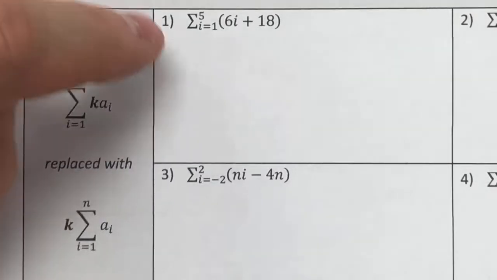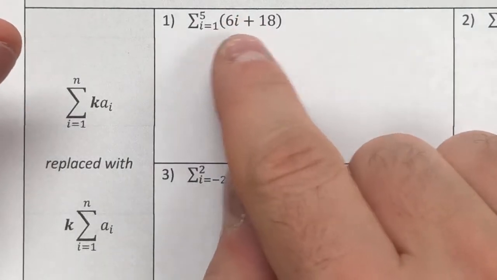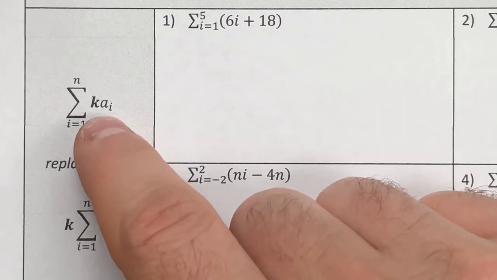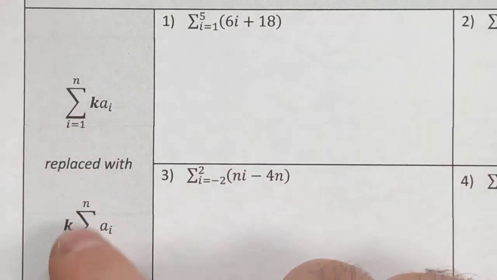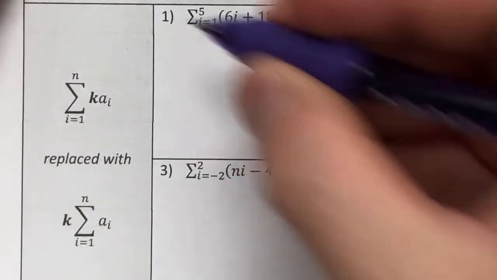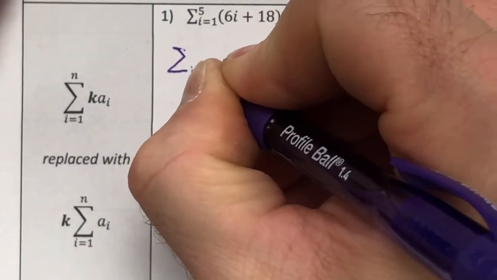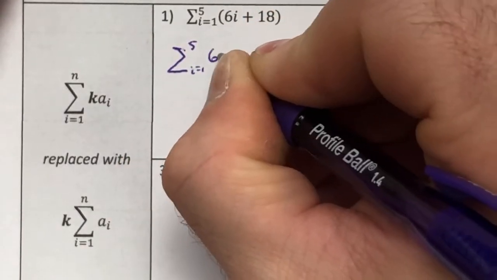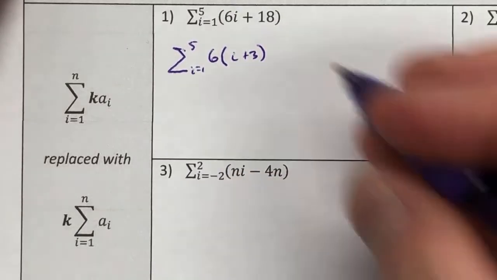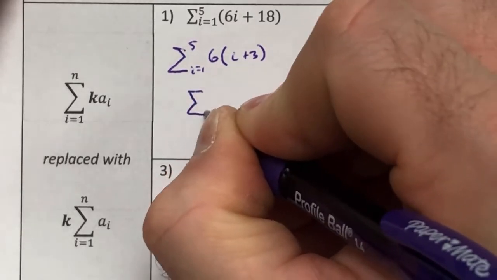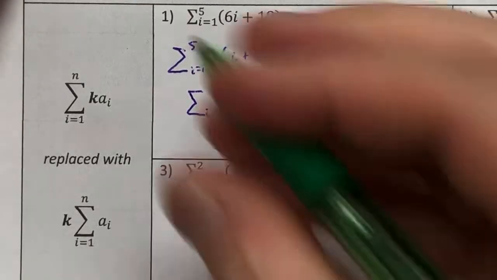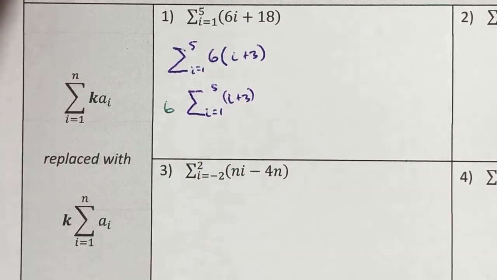Now, if we look, number 1 is a sum from 1 to 5 of 6i plus 18. Now, the idea here is that we can take a constant that is multiplied by a formula and pull it outside of the summation notation. So if I look at this formula right here, what I see is that this is going to be a sum of i equals 1 to 5 of 6 times (i plus 3). And now that 6 can be pulled outside of the notation. So i equals 1 to 5 of i plus 3, and we have 6 outside.